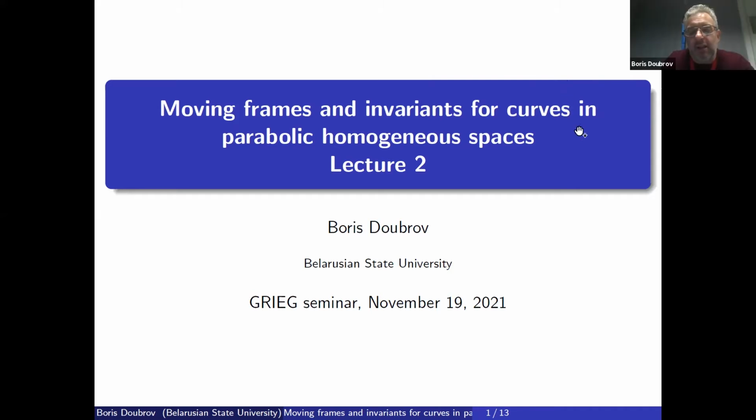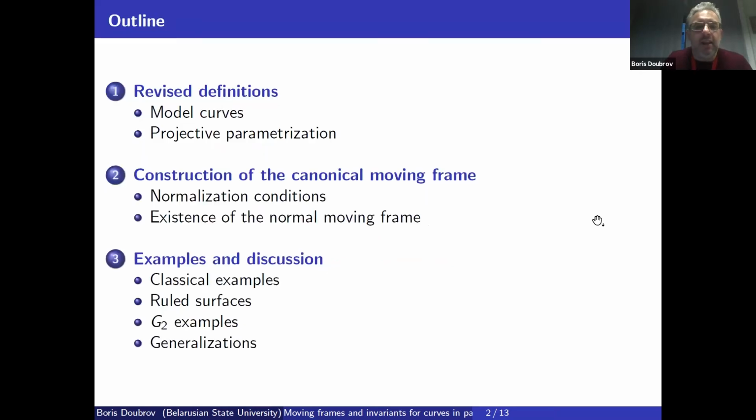Today I will be giving probably more examples and will be less naive. I recall that during the first lecture, we went through some basic definitions of what is the symbol of an arbitrary submanifold. We revise this definition today. We'll discuss what are the flat curves or model curves for us, and then discuss what kind of canonical moving frame we can expect to get. Plus, we'll check a few examples and end up with the generalizations.